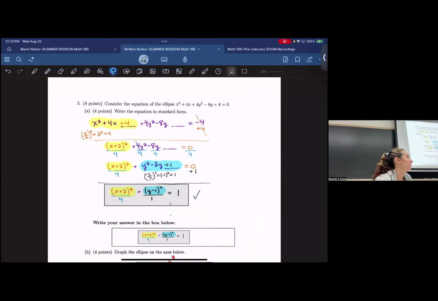Question? Would we put the denominator as the square? No, you won't. You can either write it as 2 squared and 1 squared, or you can keep it as 4 and 1. You'll get full credit.